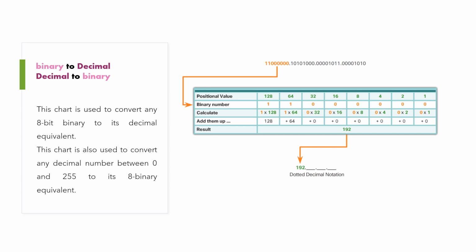Then we are going to multiply 1 by 128, then 1 by 64, then 0 by 32, then 0 by 16, then 0 by 8, then 0 by 4, then 0 by 2, then 0 by 1. And then we are going to add up the result of all those 8 multiplications that we just did to come up with the result, which is 192. 192 is the decimal equivalent of the binary 11000000.